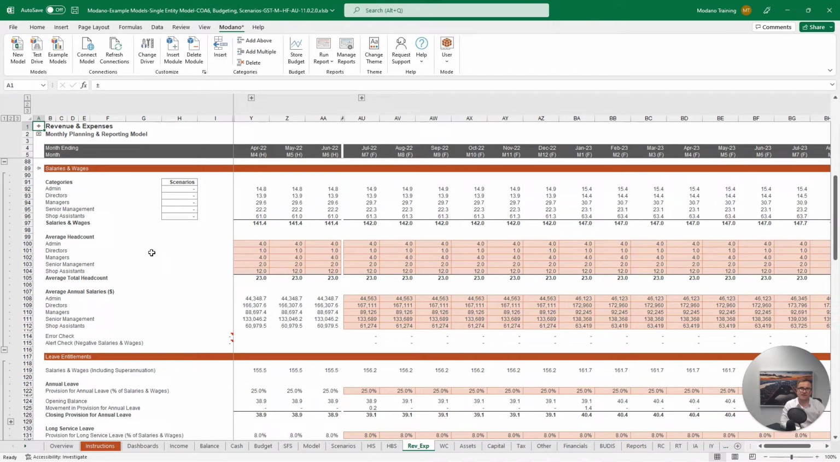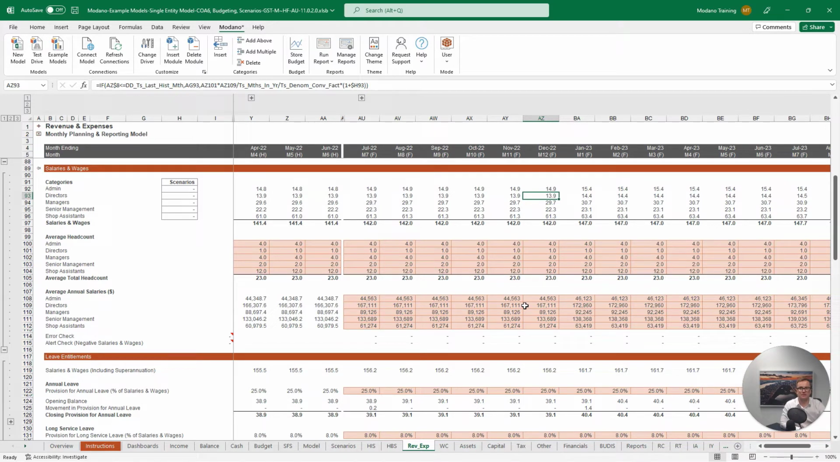Looking at directors as an example, if we come across December 22, we currently have a headcount of 1 and an average annual salary of $167,111. Using this headcount and annual salary assumption, we're currently calculating that the monthly salaries and wages expense for directors in December 22 is equal to $13.9 thousand. We calculate this by dividing the average annual salary by 12 to get our monthly salary expense and multiplying that by the headcount. In this example, as we have a headcount of 1, if we divide 167,111 by 12, we get 13,900.